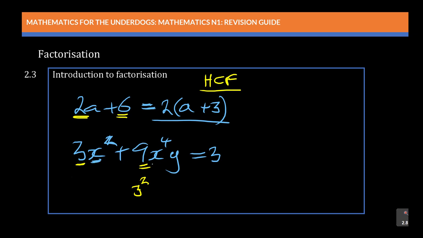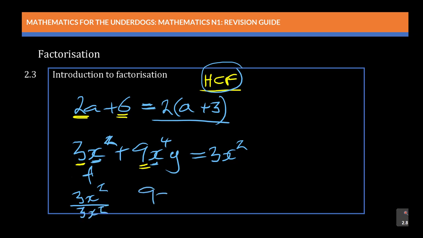That's what you're doing. And then look at the letters. You've got x squared and x to the power 4. Again, x is appearing, but for HCF, we take smaller powers. So it will be x squared, right? So when you've done that, you're saying 3x squared is common. Why am I leaving out y? I'm leaving out y because it's not appearing on the first one. So it's not common. So after that, I'm dividing each item by that. So I'm going to divide this one, 3x squared, by 3x squared, you see? And then I'm dividing 9x to the power 4 y by 3x squared, right?